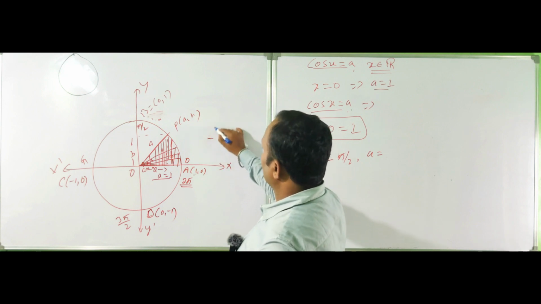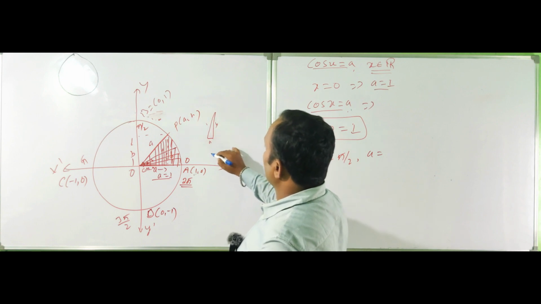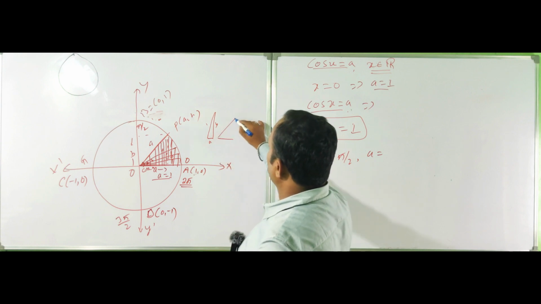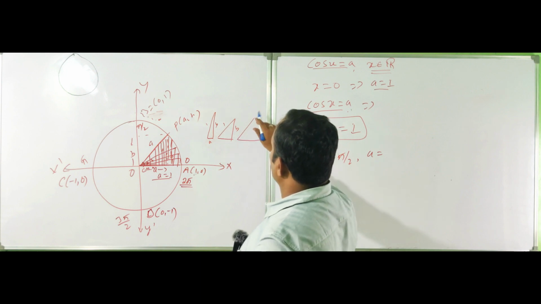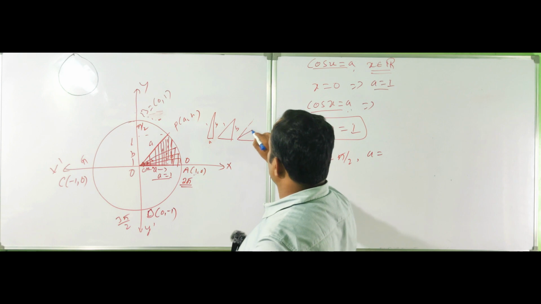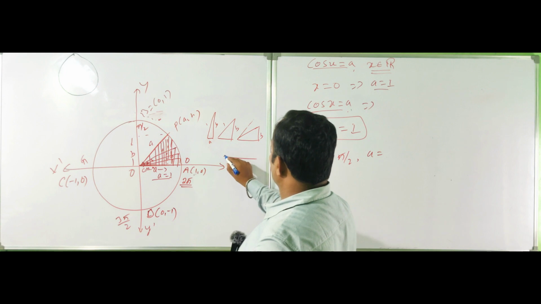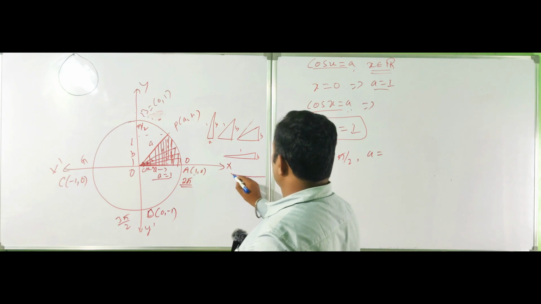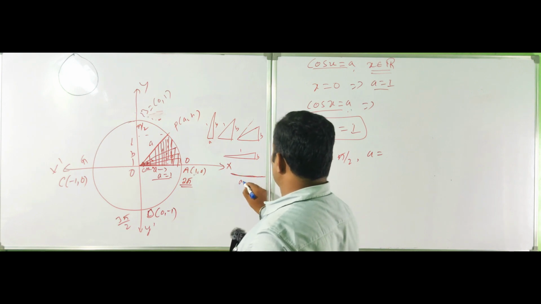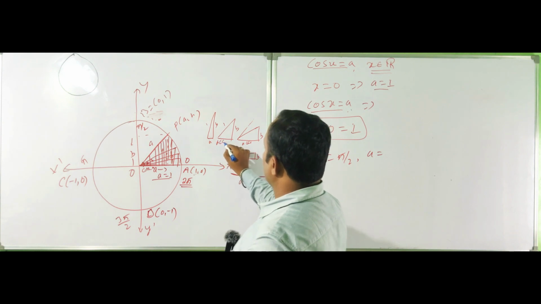This is the 1. This is B. This is A. This is A. So this is 1. This is B. This is A. This is B. This is A. This is 1. This is B, this is almost 0. A is equal to 1. So here A is less than 1.